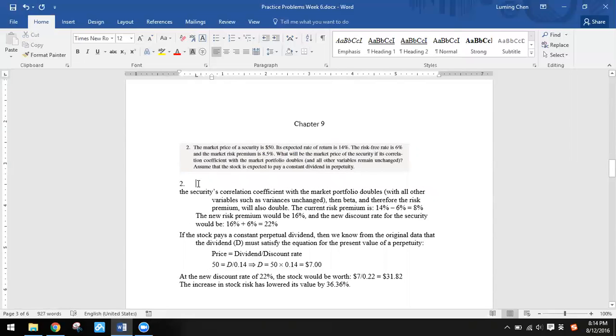So what does the last sentence mean? It means that the fundamental of the firm is unchanged. What has changed? The correlation coefficient with the market portfolio doubles. So it means that the beta has doubled.